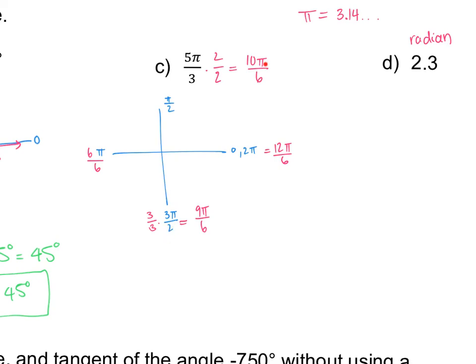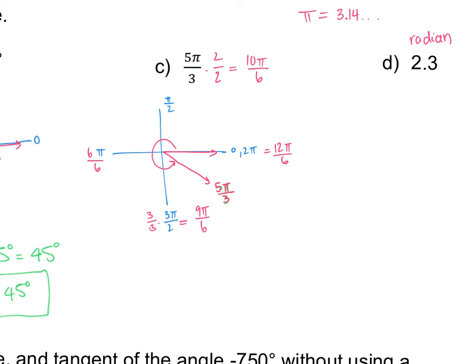So let's see where 10 pi would go. 10 pi over 6 would be somewhere between 3 pi over 2 and 2 pi, because it's between 9 pi over 6 and 12 pi over 6. So 10 is between 9 and 12. So this is going to be somewhere here for 10 pi over 6. And actually, let me change that, not to 10 pi over 6, but to what it was originally, 5 pi over 3.